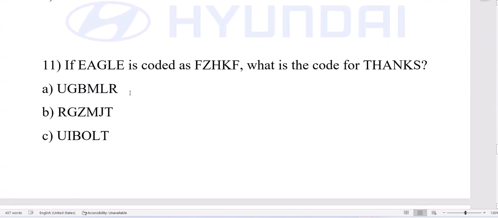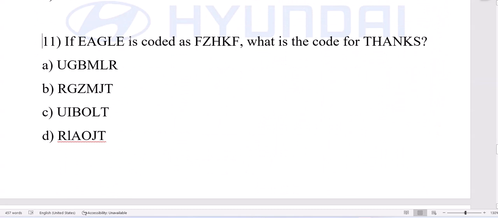Next one is related to coding and decoding again. Eagle is given as FZHKF. What is the logic for tanks? Same thing, if you apply it for tanks.